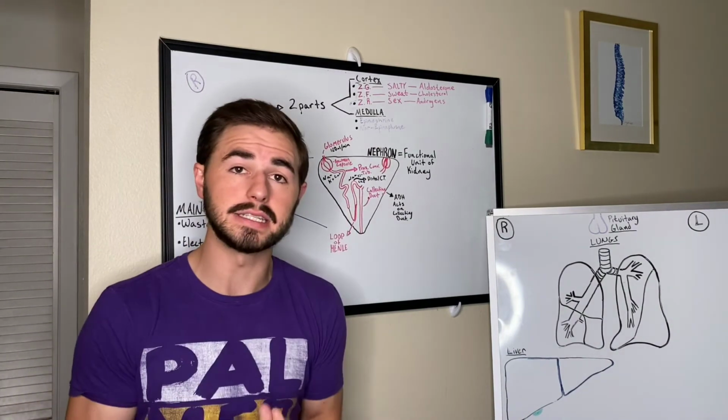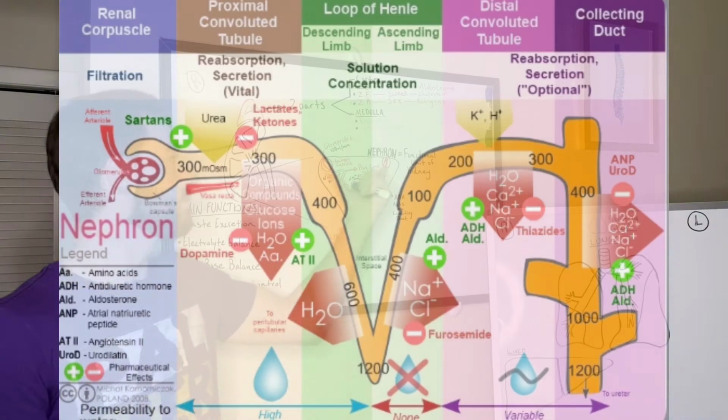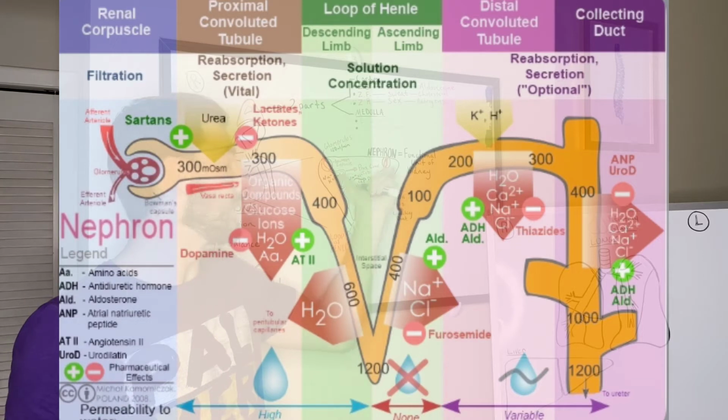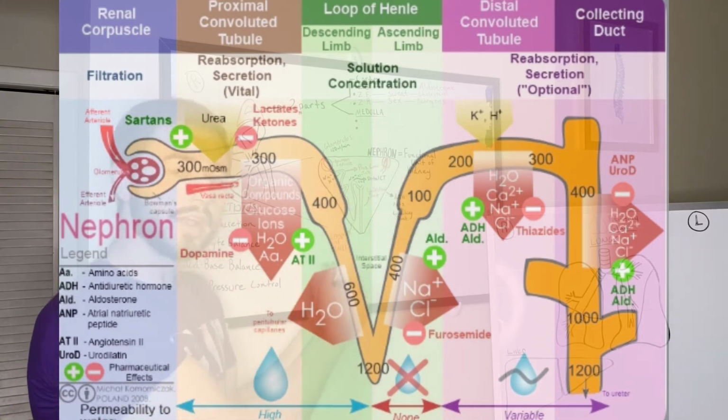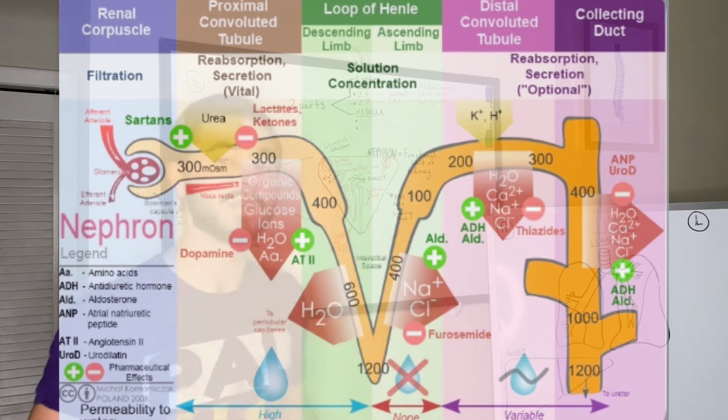Now the collecting duct is the end, and this is where you would have two nephrons, two glomerular capsules on either side of the nephron coming together to reach the end product of the ureter. So they come together to form the collecting duct.